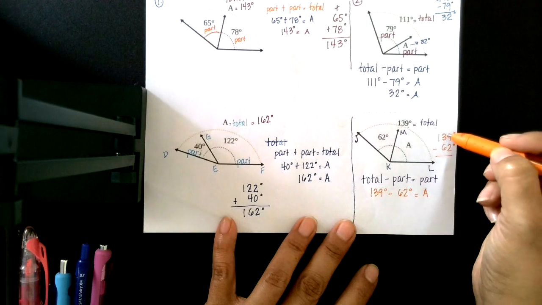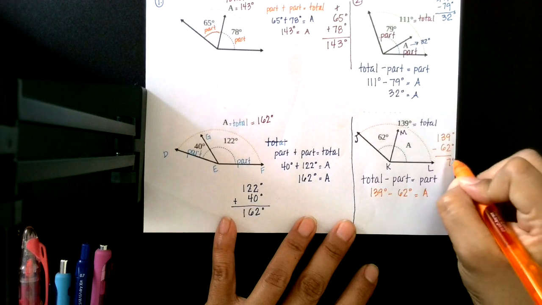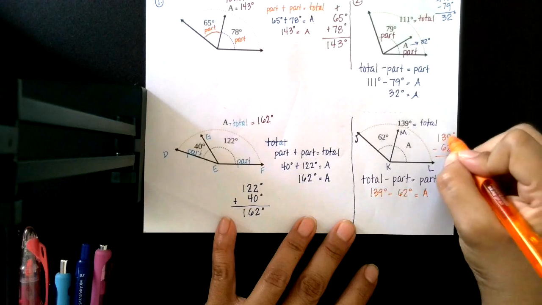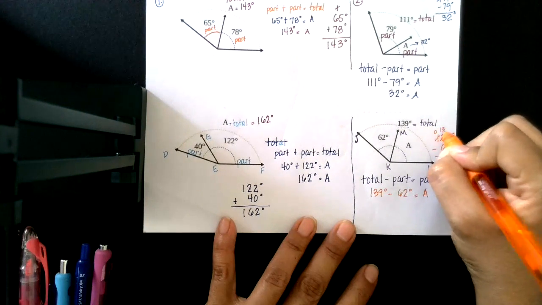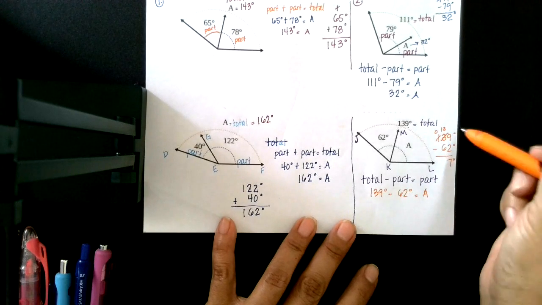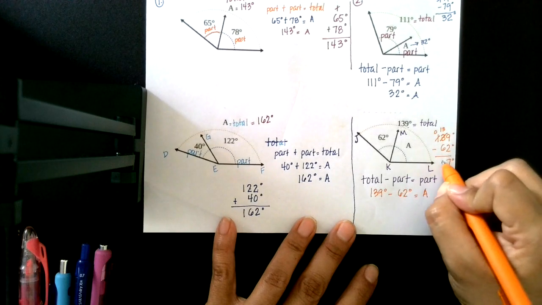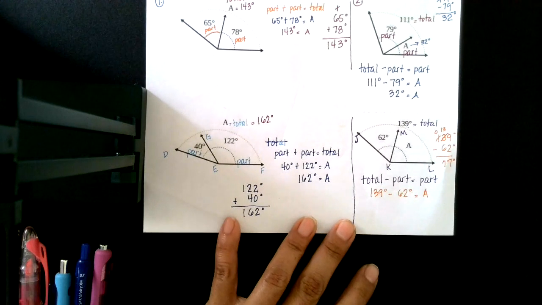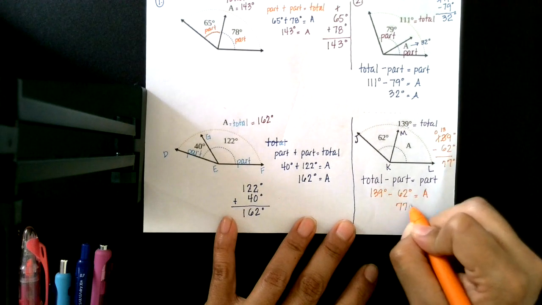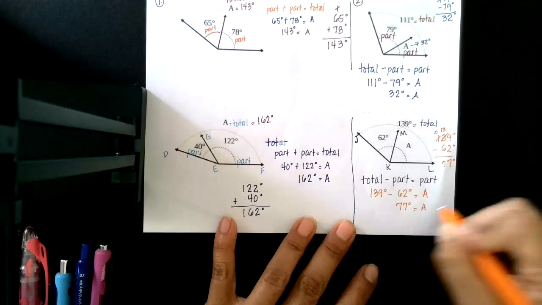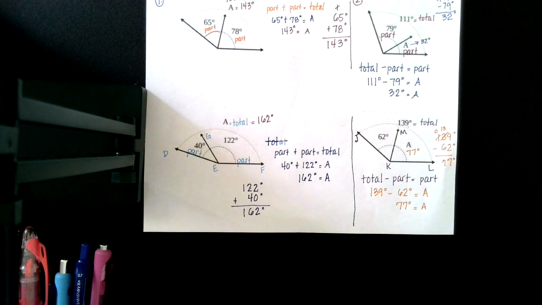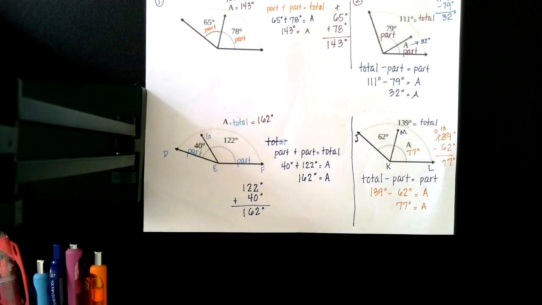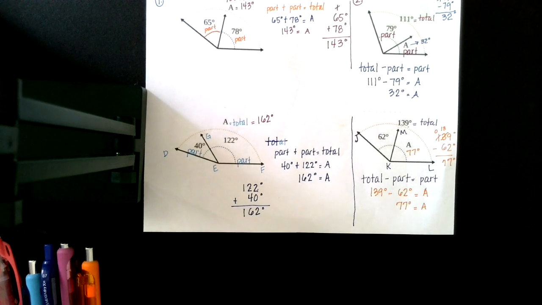Okay, so you have 9 minus 2, that's 7 degrees. 3 minus 6, can't do that. This guy's got to come over, regroup, 0. Now we've got 13. 13 minus 6 is 7. So our unknown angle is 77 degrees. And that is how you find the missing angle when you are looking at adjacent angles.